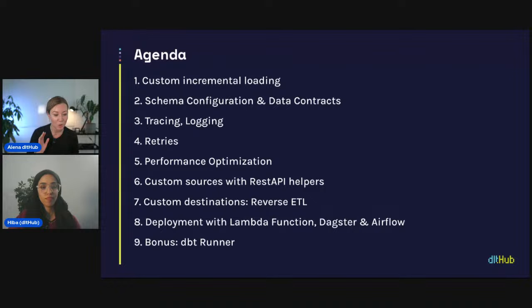At the end, we will play with deployment. We will try to run a DLT pipeline on a Lambda function. We'll try to orchestrate it with Dagster and Airflow. And as a bonus, Hiba will tell you about the dbt runner.